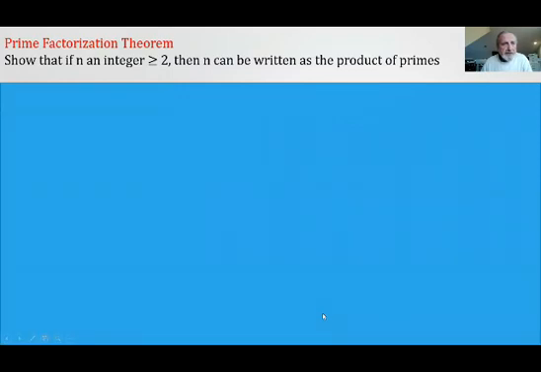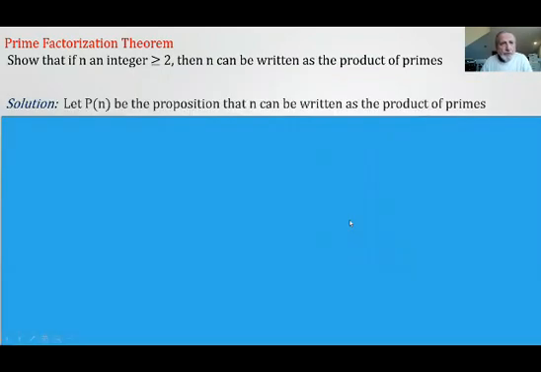Let's take a few examples here. The first classical example is prime factorization. In prime factorization, we say that any integer n greater or equal than 2 can be written as the product of primes. So to do that, we're going to set up this proposition. Let Pn be the proposition that n can be written as the product of primes. That's what we're trying to prove. So we're going to use strong induction.